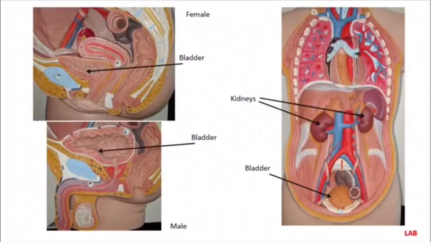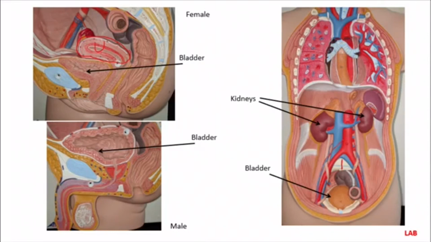Speaking of the male and female model, you'll see the bladder on both. It's going to look different. For lab, I'm going to highlight here, don't confuse the bladder with the uterus. Okay, I'm going to put a big U for uterus. The bladder is underneath the uterus. If you're a woman who's been pregnant, you know this.